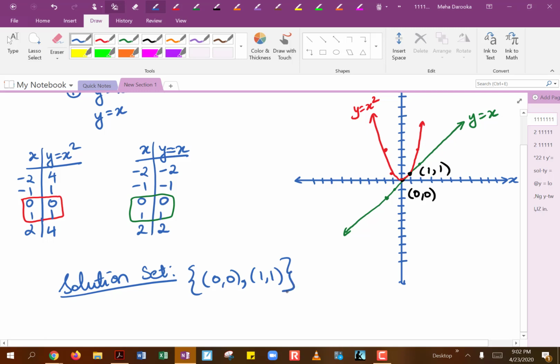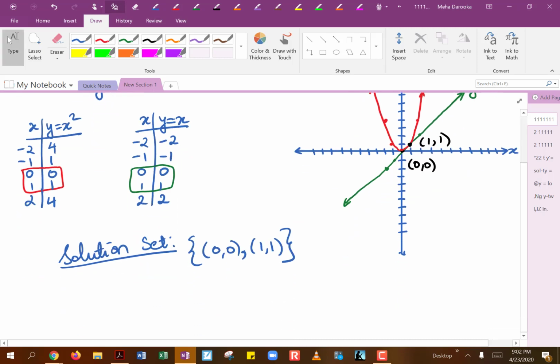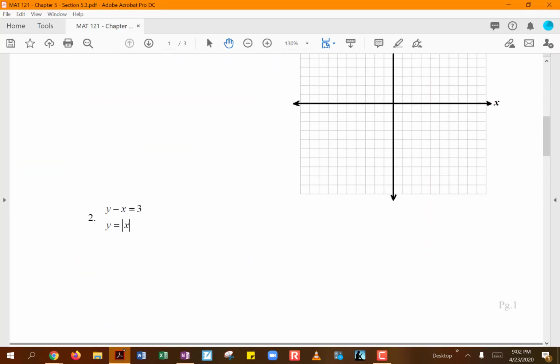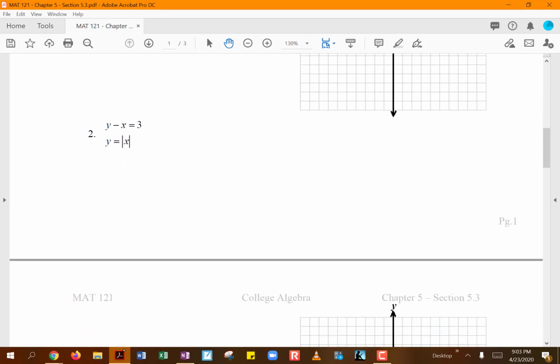Okay, so this is kind of what we were talking about, that you would see more than one point where the graphs could intersect, and so you can have more than one solution for your systems over here. Alrighty, now let's go ahead and look at this second example. We are given y minus x equals 3 and y equals absolute value of 3. So let's see what these graphs end up looking like.